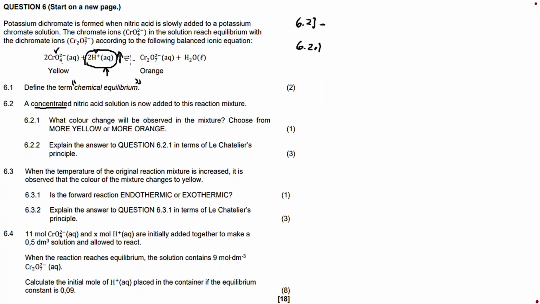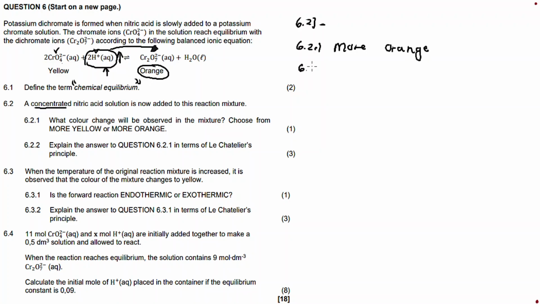It counteracts the change and does what? It tries to decrease the increase in concentration. So it does the opposite. We are increasing, so the equilibrium will decrease it. So in order to decrease this rise in concentration of nitric acid, what is the equilibrium going to do? It is going to favor the forward reaction. So more orange will appear. So the answer should be more orange.